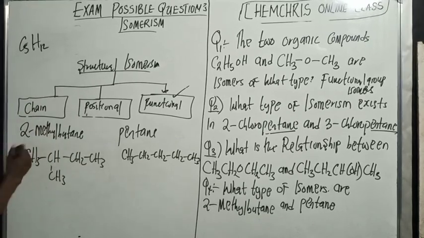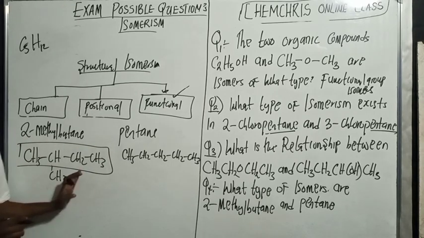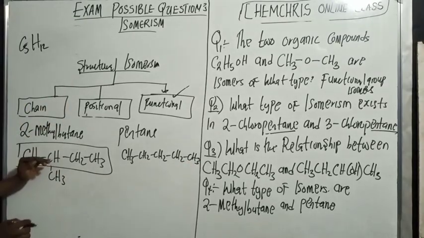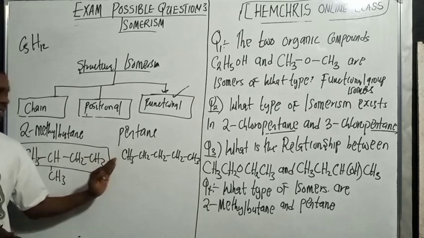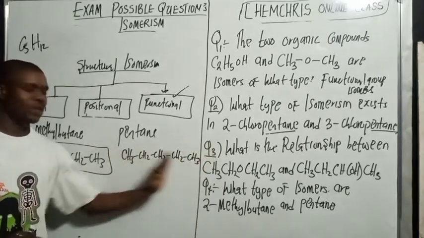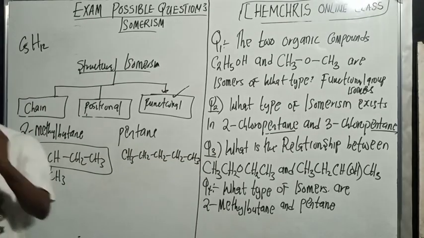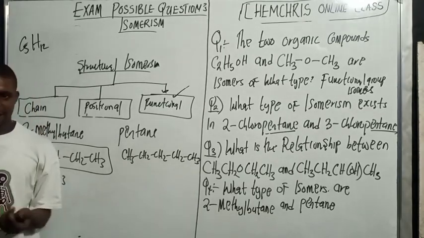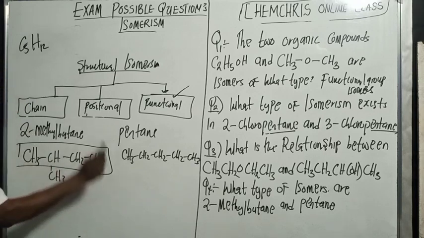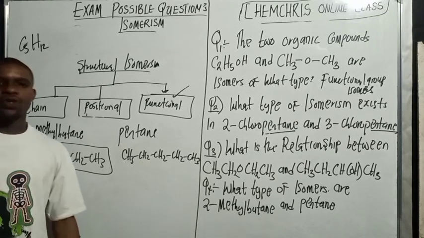Here the parent chain is butane, right? Here the parent chain is pentane. Do you understand? The difference between these two is that here is a branched chain, here is a straight chain. There is no substituent here, and here we have a branched chain. So the type of isomerism that occurs here is called chain isomerism. They have the same molecular formula but differ in the chain. That's why it's called chain isomerism.